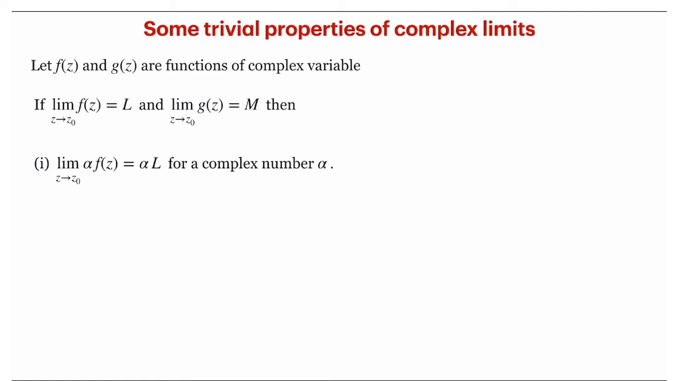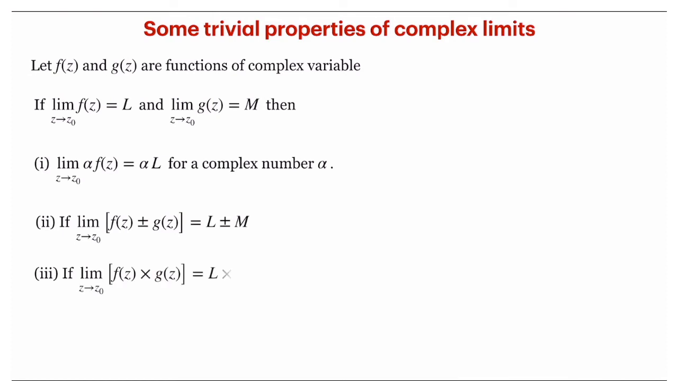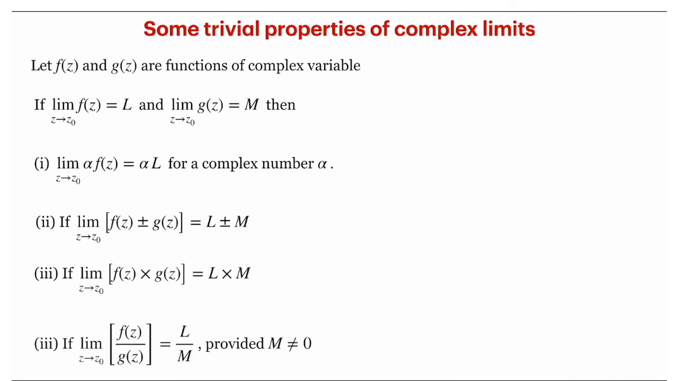Limit z going to z naught, alpha into f of z will have a limit of alpha into L, unless alpha is 0. If we have a limit z going to z naught, f of z plus or minus g of z, then it would be L plus or minus m. Same way we can multiply two functions whose limit going to z naught would be multiplication of two limits.